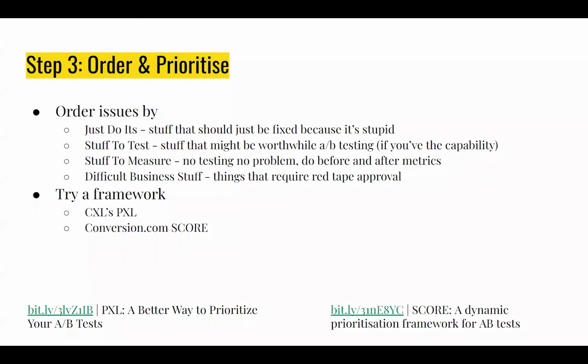I tend to order stuff by just do it. So the things that should just be fixed because it's stupid or silly, stuff that you might want to A/B test if you've got the capability, things that you might need to measure. So if you can't A/B test, do before and after metrics and see if you made an improvement. And then there's the gnarly subject of difficult business stuff. So things that are going to require a bit of red tape and effort to get approved.